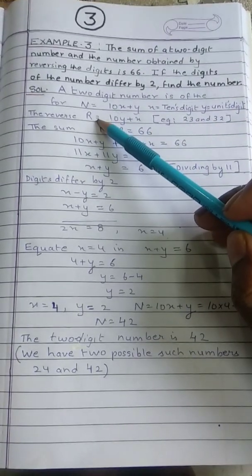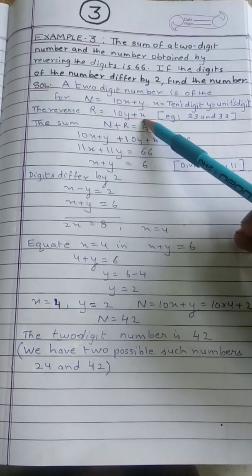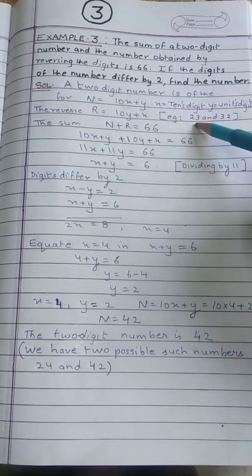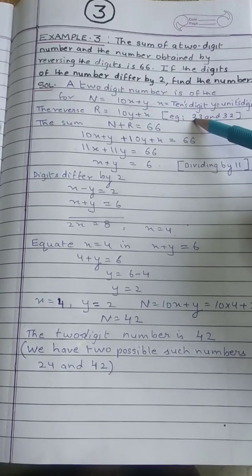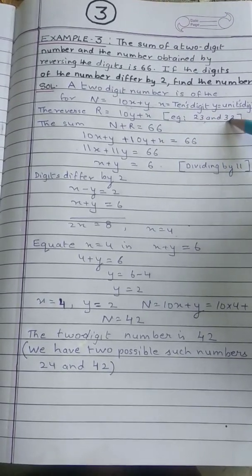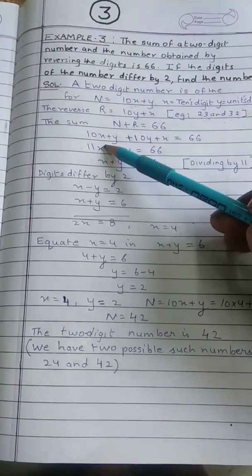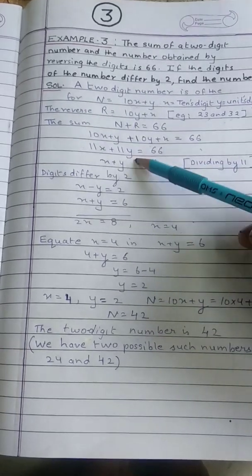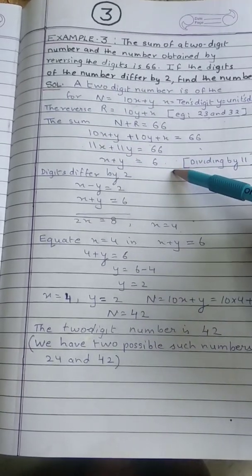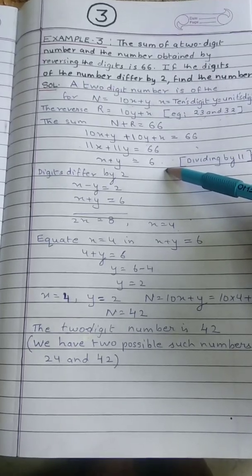The reverse is 10y plus x. x and y change their places. For example, 23 and 32. 3 comes in place of 2 and 2 comes in place of 3. This is reverse. Number and reverse have sum 66. 10x plus y plus 10y plus x is 66. 11x plus 11y is 66. Divide throughout by 11. We get x plus y is 6.